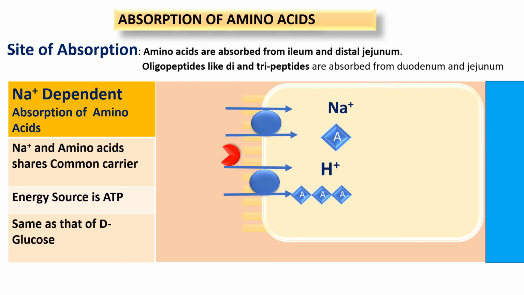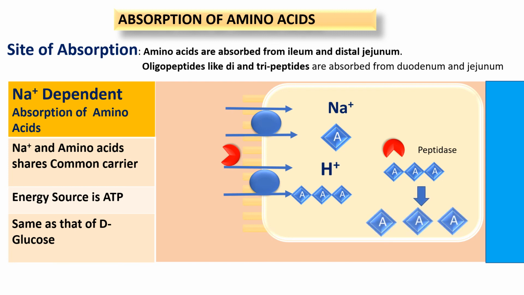And here on this brush border, you can see there is a peptidase. These are the dipeptidases or tripeptidases which break the bond between the amino acids, and we will get a free amino acid, and that amino acid can come from this pathway. Now here we have a dipeptide or tripeptide on which the peptidases will act, and we will get a separate free amino acid. So this amino acid is then absorbed into the circulation, that is, it enters into the portal circulation, and that goes to the liver.